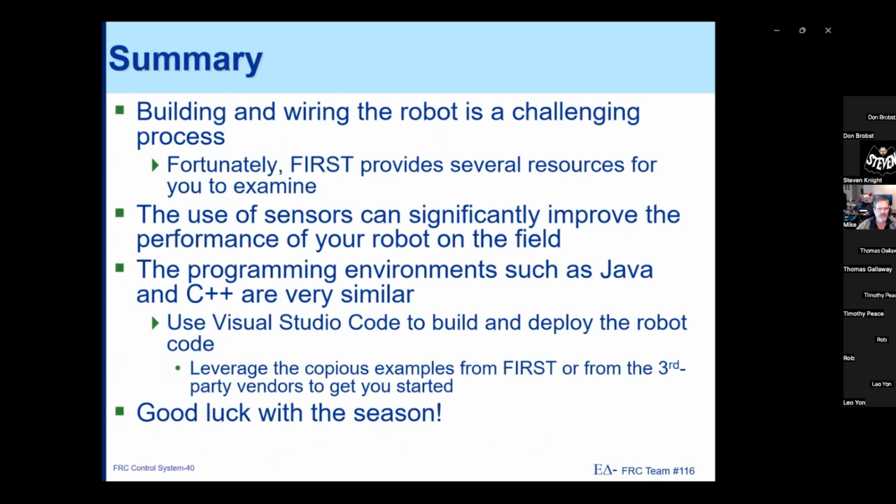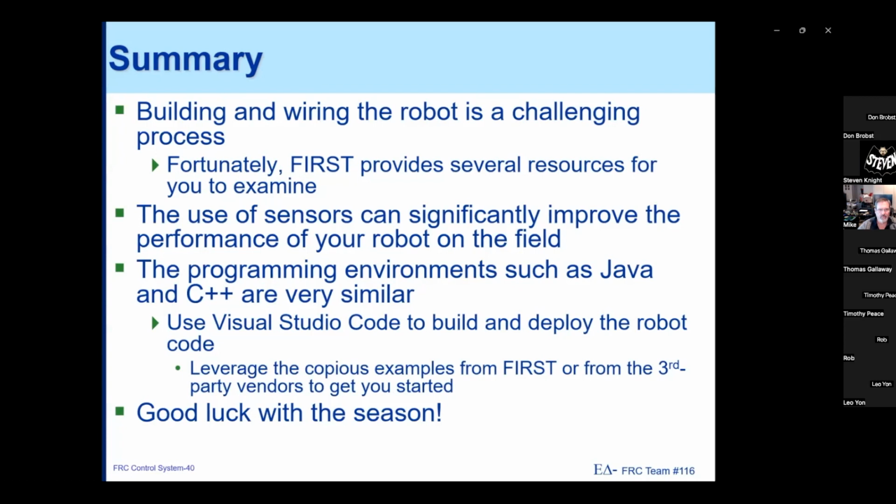Okay, we have finally reached the end of this presentation. And to kind of summarize, building and wiring the robot is a challenging process. Take advantage of sensors when you can. Fortunately, FIRST provides a lot of resources so that you know which sensors do what and how best to wire them up. The use of sensors by themselves can significantly improve performance of the robot and reduce the amount of mental processing load that happens for the driver as they're trying to drive the robot.